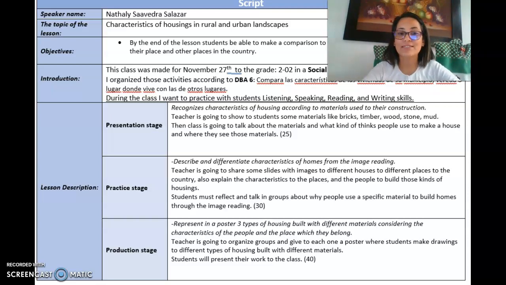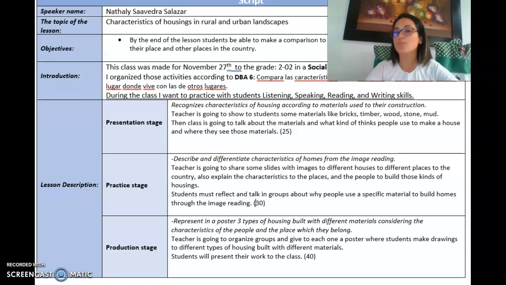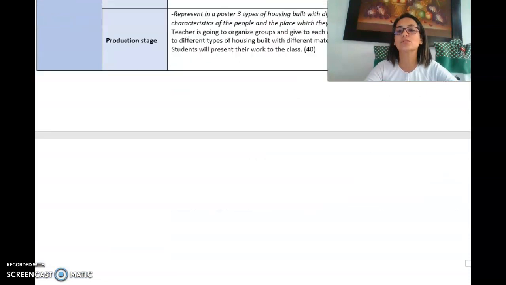This first stage was about how the teacher introduced the topic, how the teacher showed the students what they are working on during the class. So I propose to recognize characteristics of housing according to the material used in their construction. So I'm going to show them some materials like bricks, timber, wood, stone, or mud, something like this.